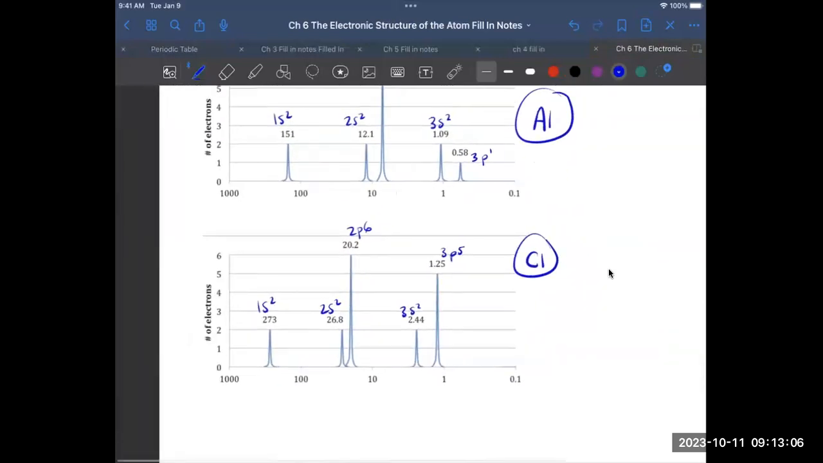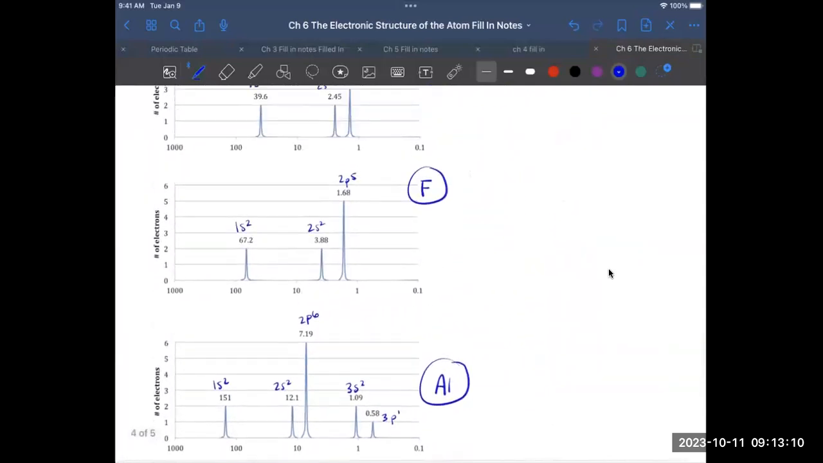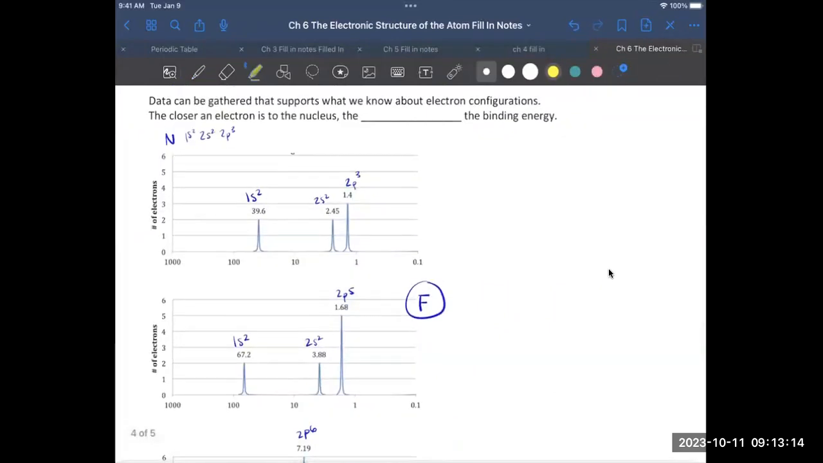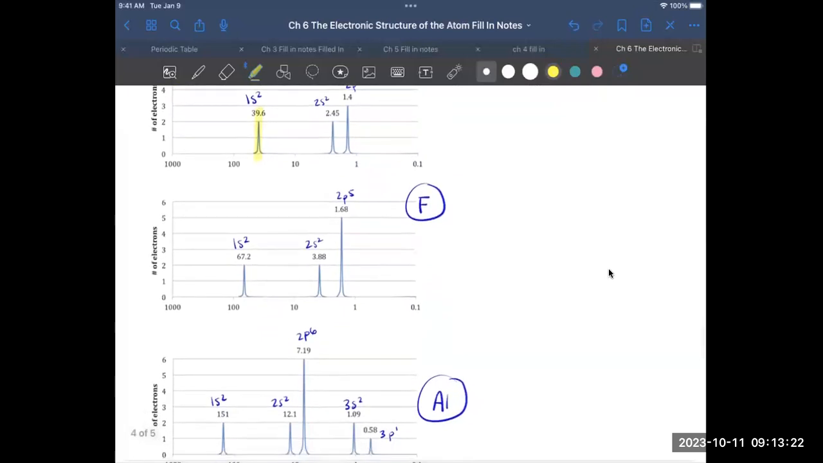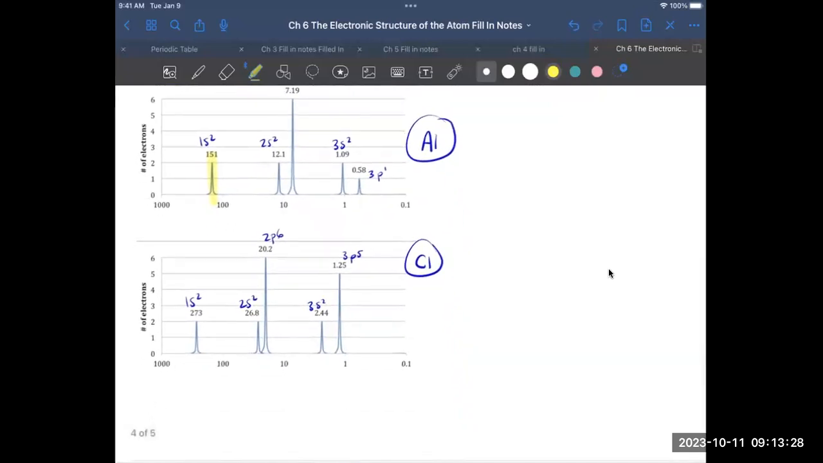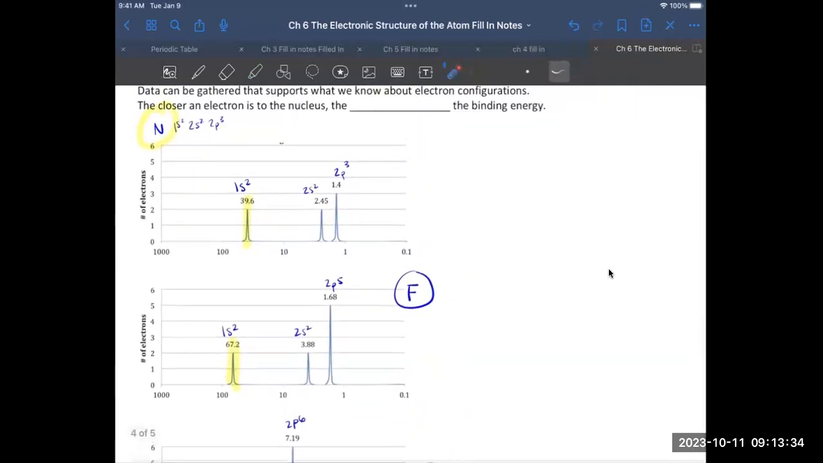Okay, so the only other kind of question you might get about these types of diagrams is something like this. I want you guys to notice something important. Look at the 1s2 peak. For nitrogen, it had a binding energy of 39.6 megajoules. And then fluorine, it got stronger. Aluminum, even stronger. Chlorine, even stronger. So we're noticing the binding energy of actually all of these peaks is growing.